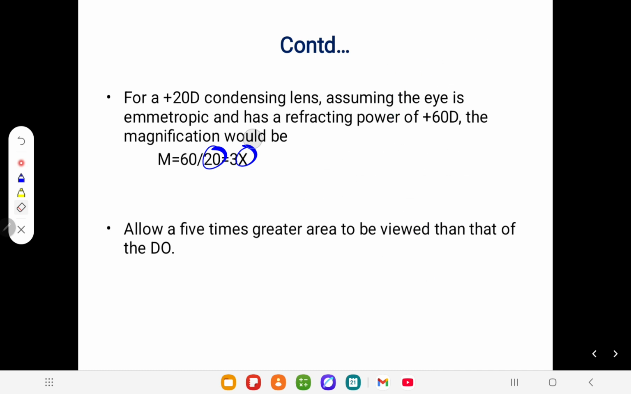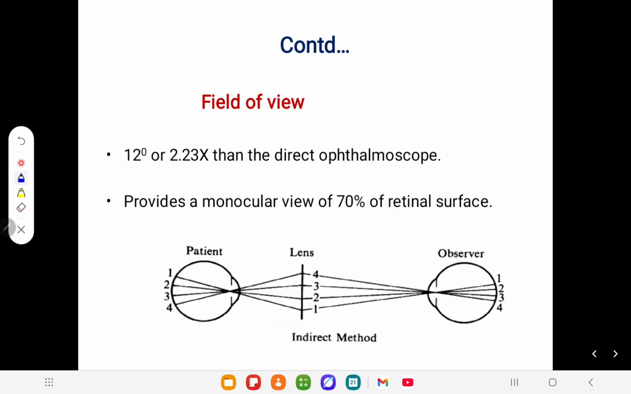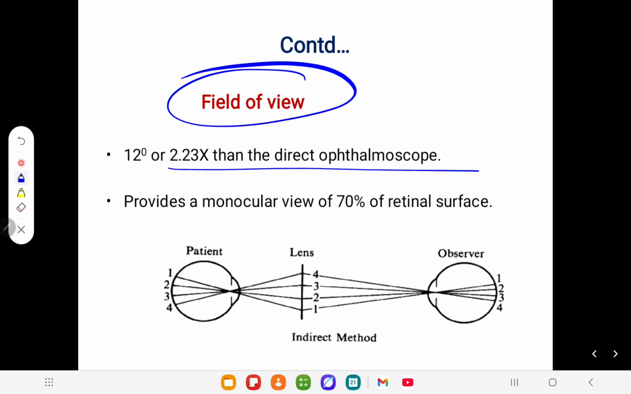Another magnifying thing that we have to use is the slit lamp's magnification. It allows a 5 times greater area to view than the direct ophthalmoscope, because the lesser the magnification, the more the field of view increases. That's simple mathematics, isn't it? So the field of view is 12 degrees, or 2.23 times that of direct ophthalmoscopy, and it provides a monocular view of 70% of the retina.